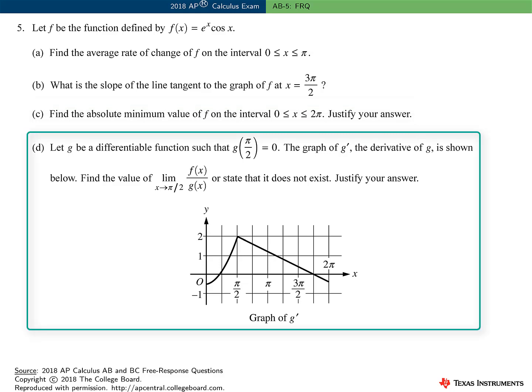And in part D, a new function g is introduced. We know that g is differentiable. We have the value of g at x equals pi over 2, and the graph of g prime is given. We need to use all of this information to evaluate the limit of a quotient.